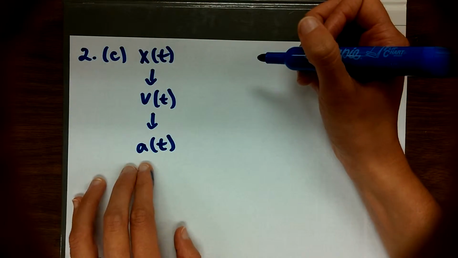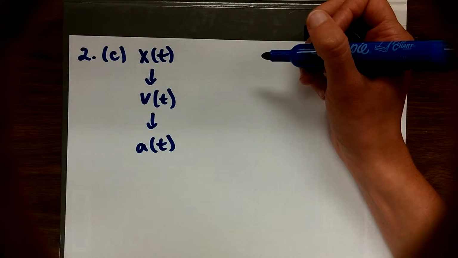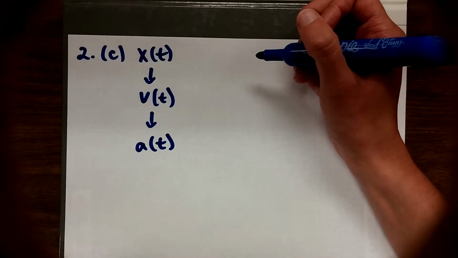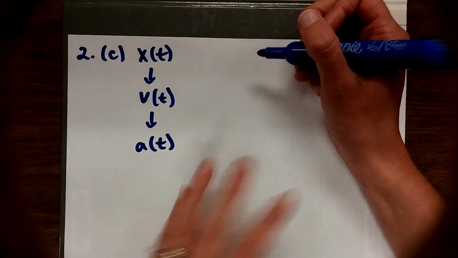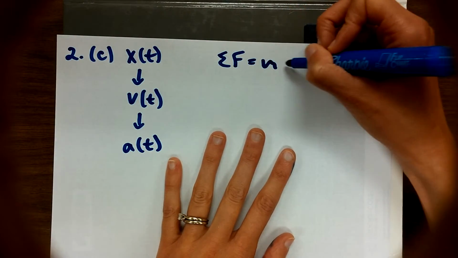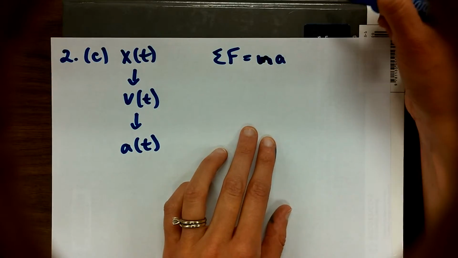And then once we have the acceleration function, that's going to help us answer this question, because when there is a net force acting on an object, the result of that is that the object accelerates because of Newton's second law, net force equals mass times acceleration. So whenever there is a net force, the object's going to be accelerating.